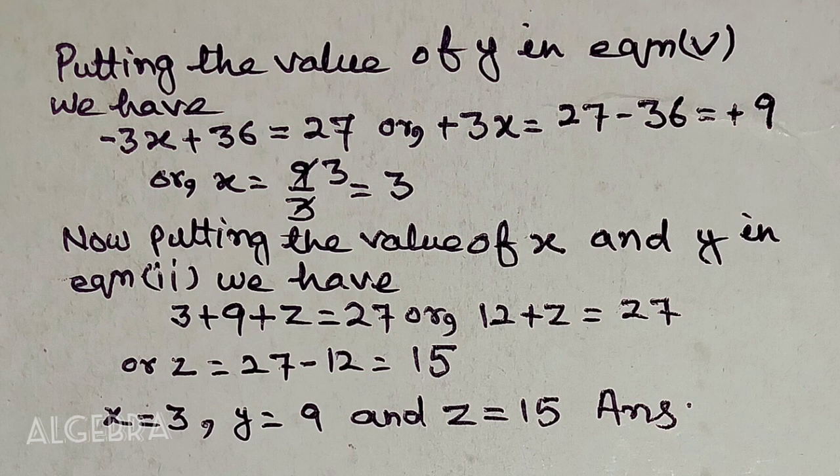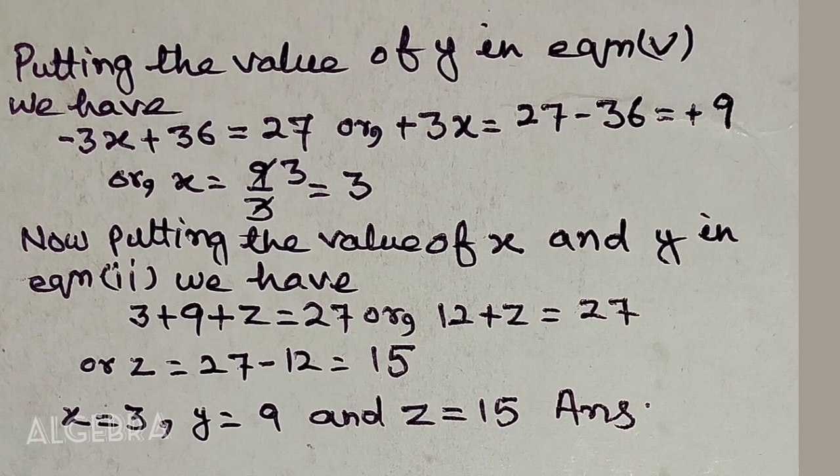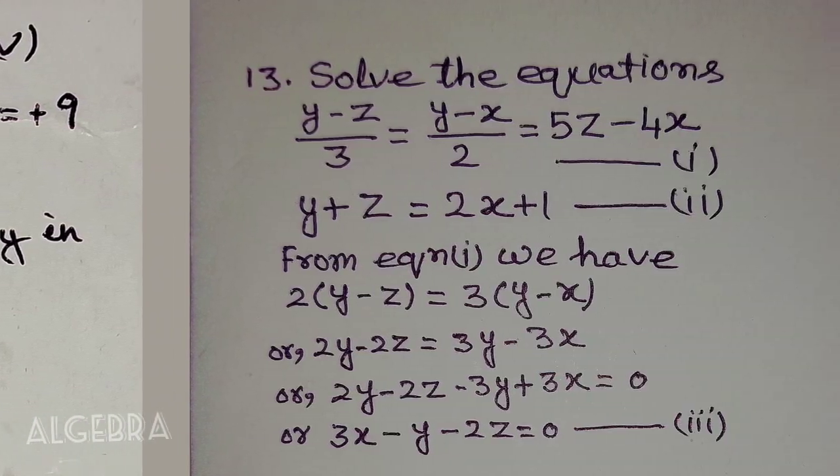Now putting the value of x and y in equation 2, we have 3 plus 9 plus z is equal to 27, or 12 plus z is equal to 27, or z is equal to 27 minus 12 is equal to 15. So x is equal to 3, y is equal to 9 and z is equal to 15. Answer. 13. Solve the equations.